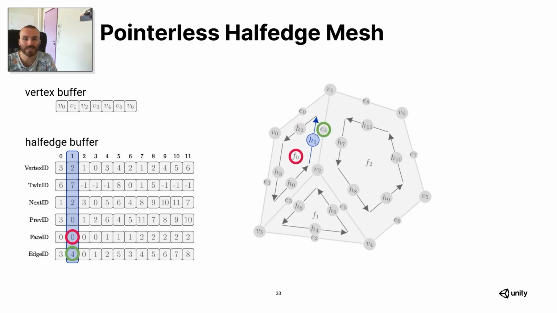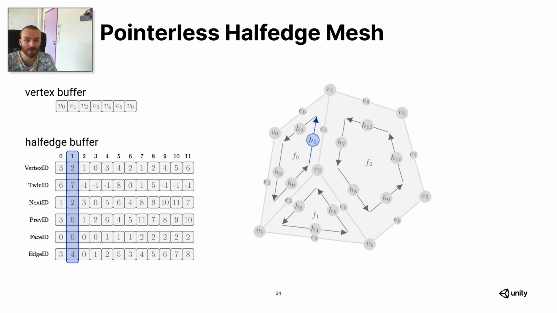Finally, we have the face and edge operators, which tell us which face and edge a half-edge belongs to, respectively. Since half-edge 1 lies on face 0 and edge 4, we store these values in the buffer. That's all there is to this half-edge buffer.